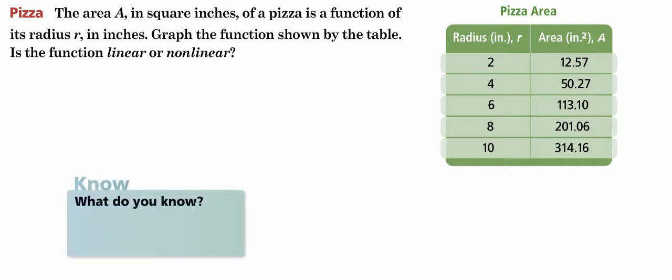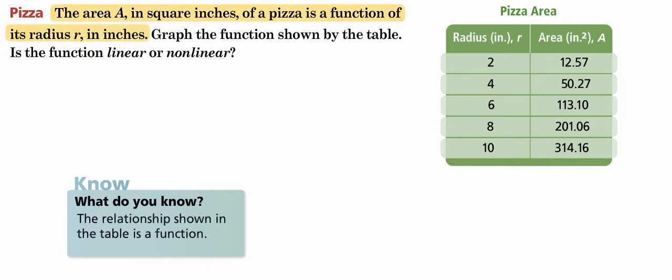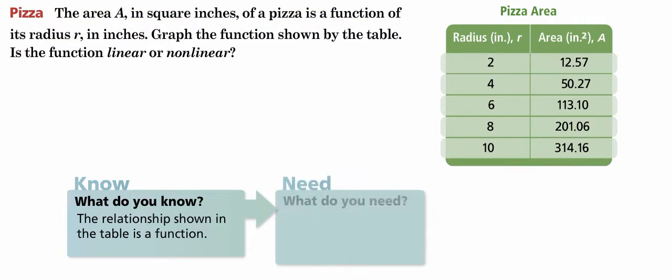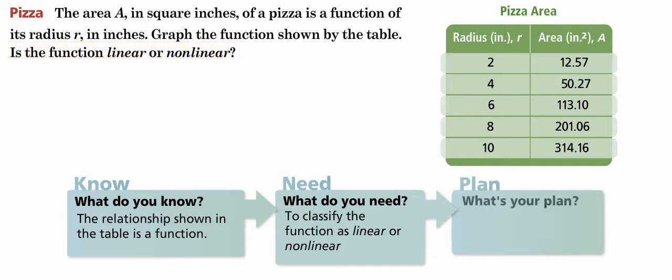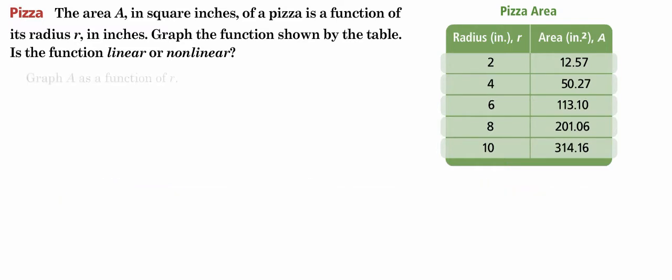What do you know? You know that the relationship shown in the table is a function. What do you need? You need to classify the function as linear or nonlinear. What's your plan? Use the table to make a graph. Use the table to graph the area, A, as a function of the radius, r.